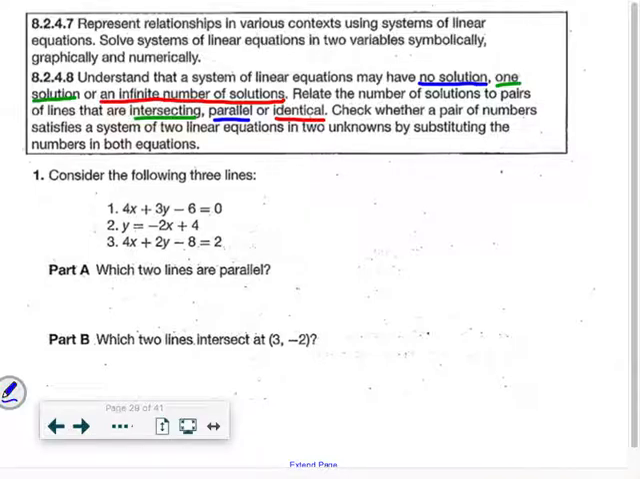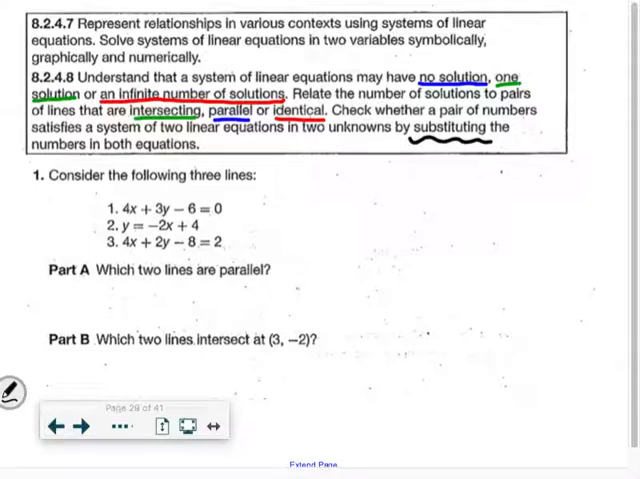So that's something that you need to remember, how those are related, that there's 3 different situations that can happen. The rest of the benchmark says check whether a pair of numbers satisfies a system of 2 linear equations and 2 unknowns by substituting the numbers in both equations. So substituting the values. So number 1 says consider the following 3 lines. Part A says which 2 lines are parallel.